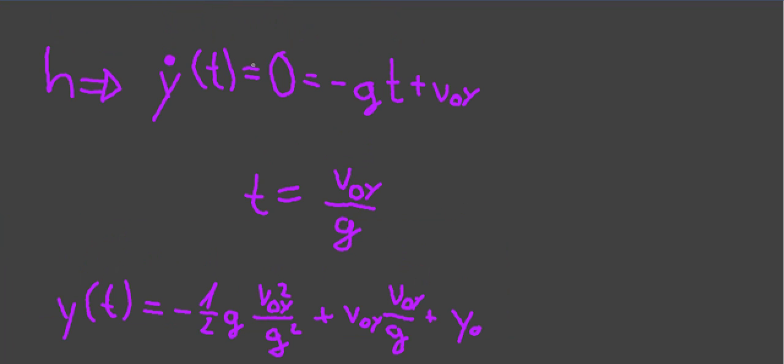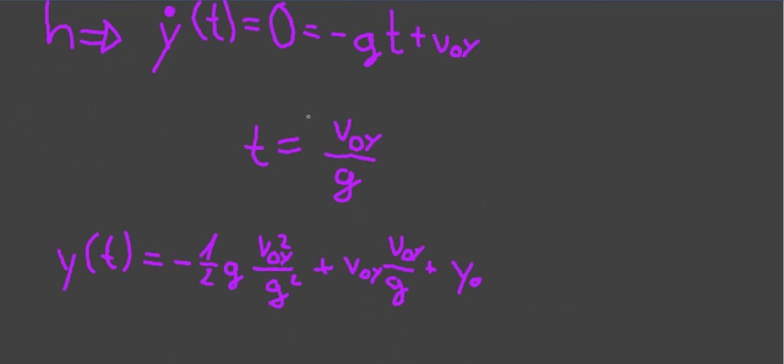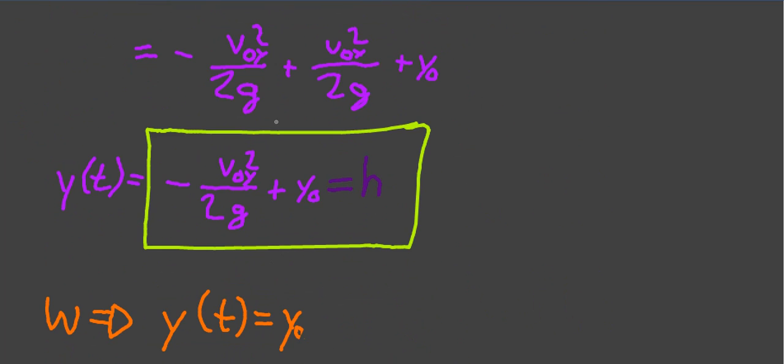We should remember anyway that this is our condition, and then we solve for the time, and then we substitute the time into the y function. So for our width or our maximum distance, we actually have another condition, which is that we land on the ground, which is that our y is equal to y0. So we land on the ground, so that's our formula for the height once again.